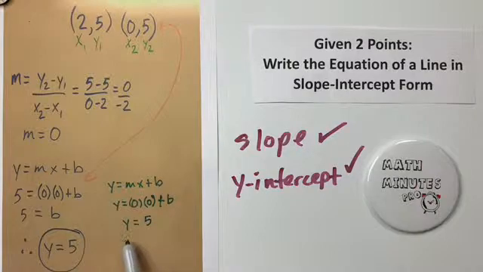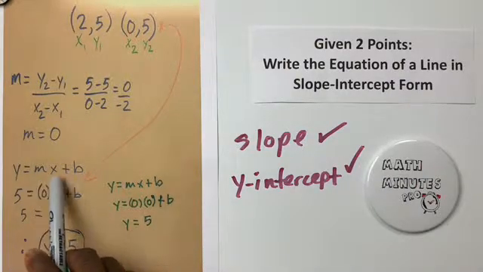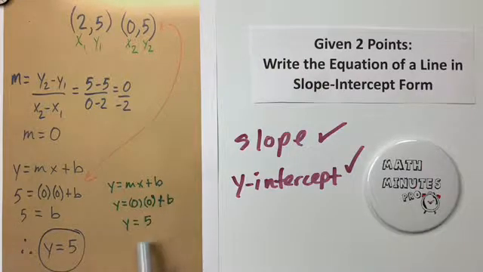Now, notice, this is the equation of a line, y equals 5. That means that's a straight line. It's a horizontal line that passes through the y-axis at 5. The slope is 0, so that's why it looks like this. It's still written in slope-intercept form. It's just that the slope is 0 and the y-intercept is 5. So when you simplify it, you get y equals 5.